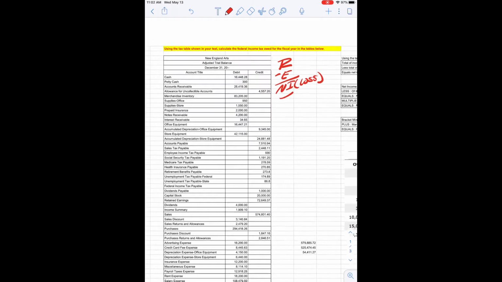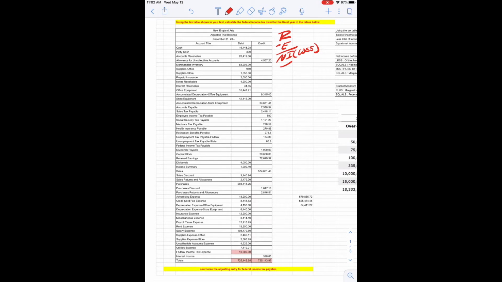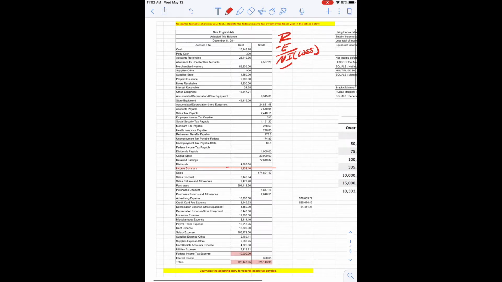So if you take a look at this adjusted trial balance sheet, the easiest way to do it is to take a line at income summary and draw it. Everything above income summary is going to go on our balance sheet, so we're not going to need it for this calculation. Everything below it is going to go on our income statement, and we're going to need it.